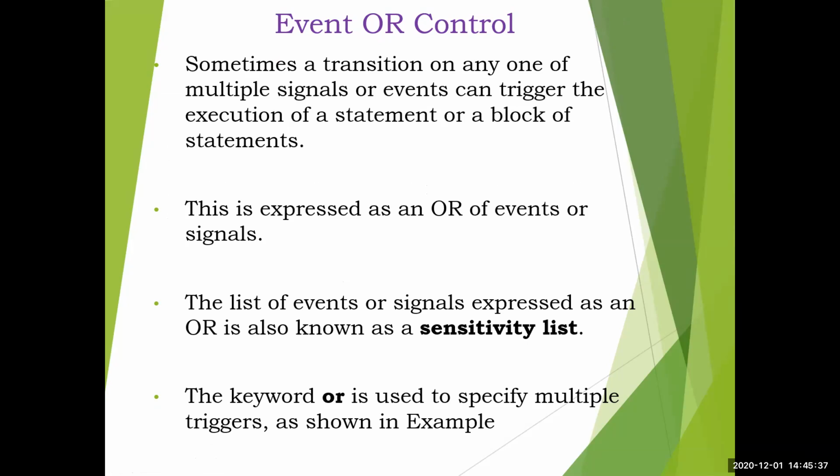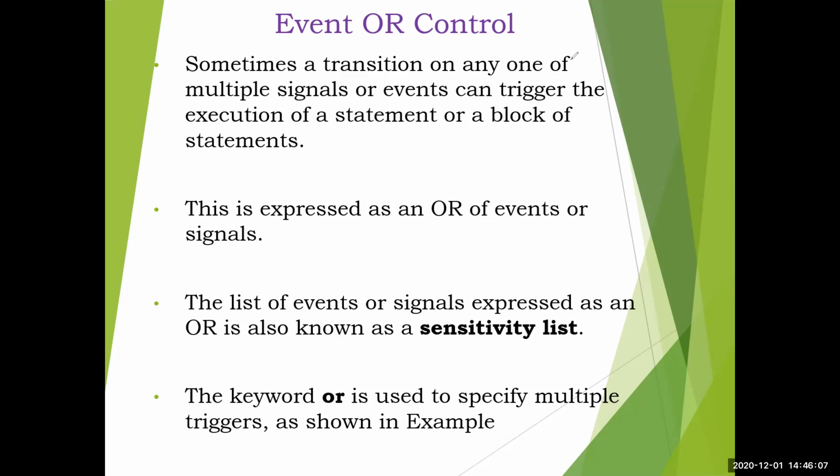Okay, so it can have multiple triggers, not only a single one. This is expressed as an OR of events. OR means everything, it is inclusive, right? The list of events or signals expressed as an OR is also known as the sensitivity list. Whatever you write with OR, however many signals you write, that is called the sensitivity list. And the keyword OR is used to specify multiple triggers, as shown in the example below.